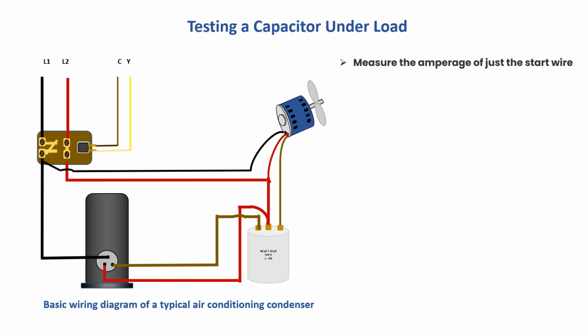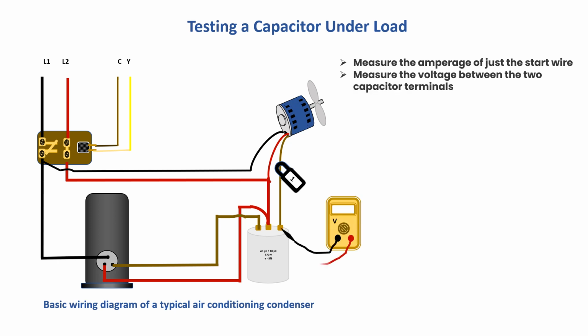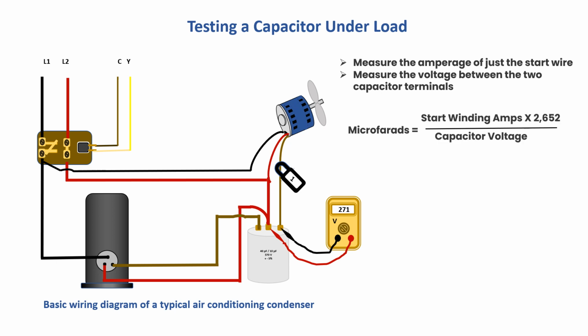To test the capacitor under load, we first measure the amperage of just the start wire. Next, we measure the voltage between the two capacitor terminals. The formula is microfarads is equal to start winding amps times 2,652, which is a constant, divided by the capacitor voltage.